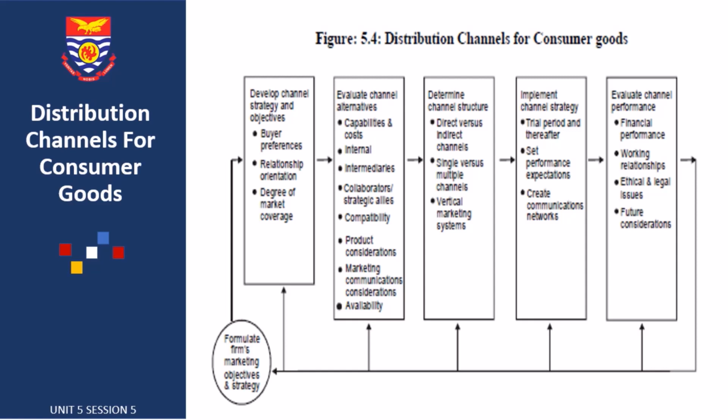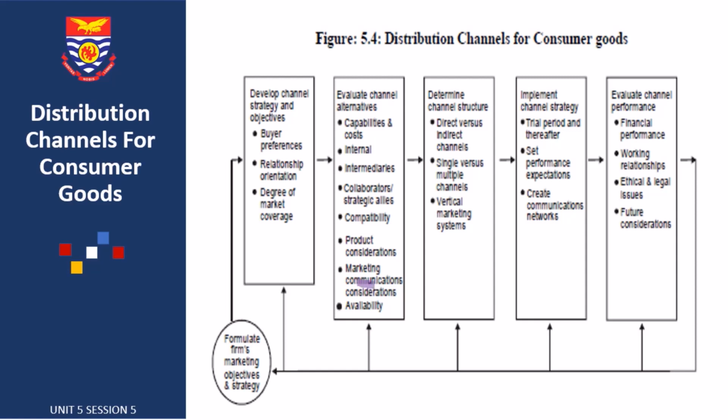This is a distribution channel for consumer goods. It has been well explained. As we explained earlier, this has been summarized. They develop channel strategy and objectives. At this stage, there are buyer preferences, relationship orientation, and degree of market coverage. Then after, they evaluate the channel alternatives. They look at the capabilities and costs. They look at what happens in the internal distribution channel, the intermediaries who would help them distribute the products, the collaborations or the strategic allies they can rely on, the product considerations, market communications, and so on.